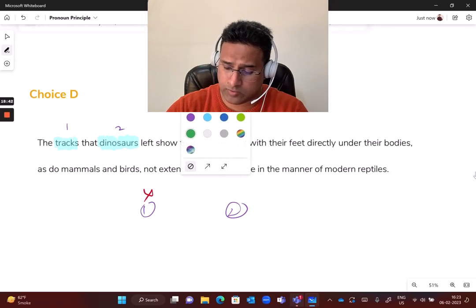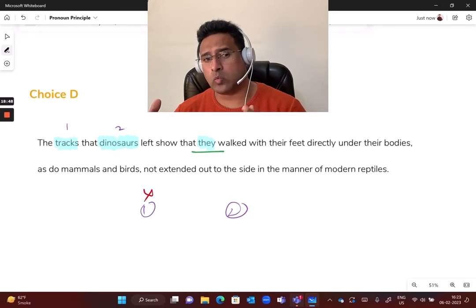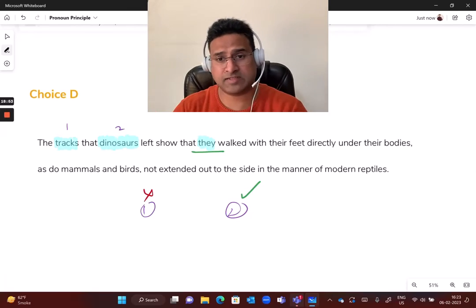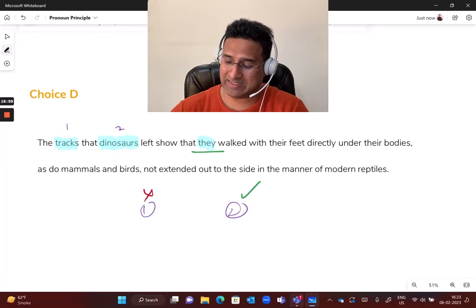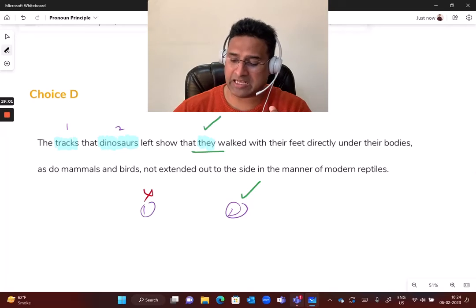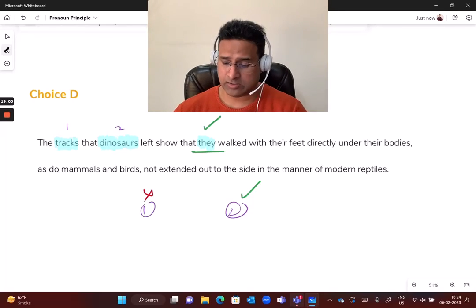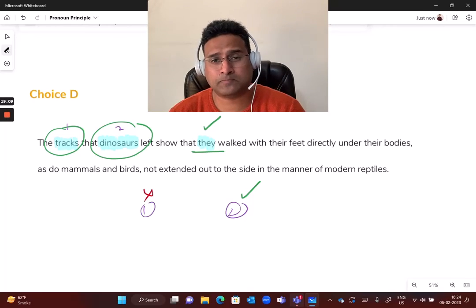Alright, let's apply case 2. The tracks that dinosaurs left show that dinosaurs walked with their feet directly under their bodies. This makes a lot of sense. Now, as you can see, there is only 1 possible interpretation to the sentence. This means that the pronoun they has been used correctly. It is not ambiguous just because there are 2 potential antecedents for this pronoun.